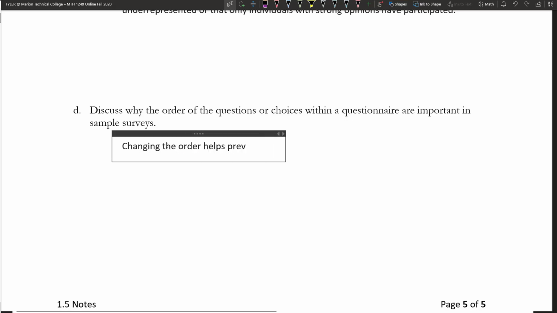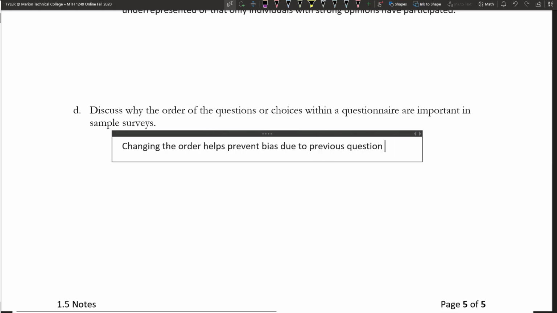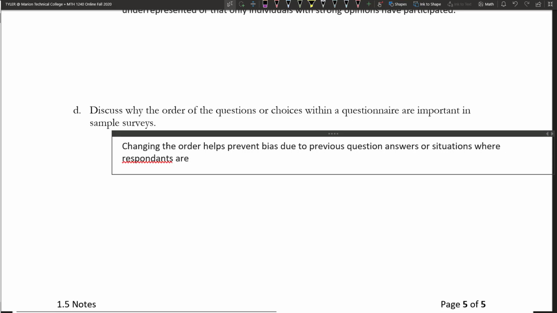The last thing is discuss why the order of questions or choices within a questionnaire are important in sample surveys. So changing the order helps prevent bias due to previous question answers or situations where respondents are more likely to pick earlier choices.